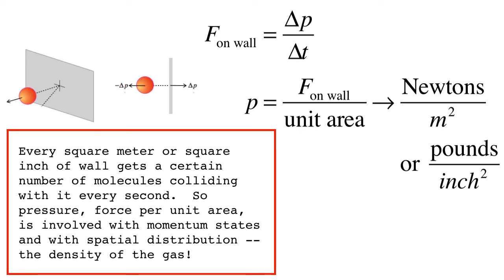So the pressure is the force per unit area. And it's involved with the momentum states and with the spatial distribution. That's the other thing. Underline the word density of the gas. If you have a highly dense gas or relatively dense gas, that means that every square centimeter, every square meter of your container is going to get a lot more interaction simply because the gas is dense and there's more. But if the gas is sparse, it's very low density, then you're not going to get as many ricochets per second per square meter.